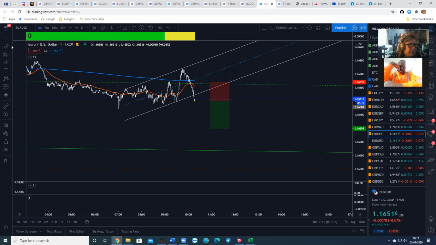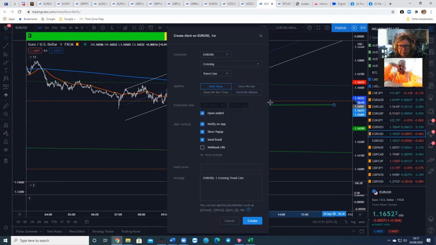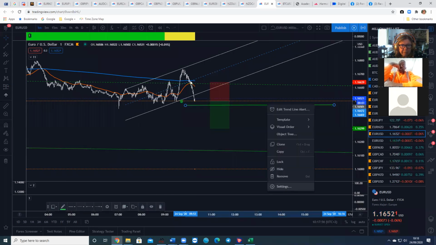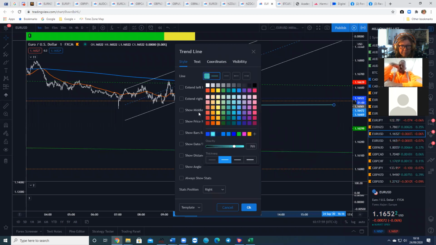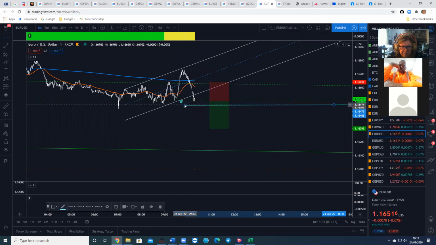So I'll just put a line on there, just put it a little bit outside and set an alarm. Let's see if it manages to break through. And I always extend right so that it doesn't matter what time frame it makes that break. Sometimes, you know, we can wait 3 hours or wait all day for a setup. So that's Euro USD.